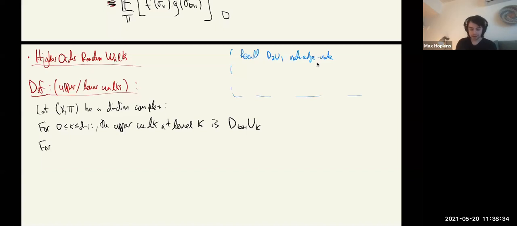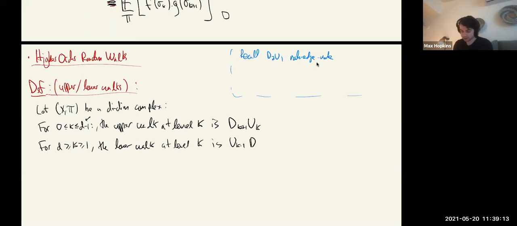There's also the lower walk. So for d greater than or equal to k greater than or equal to 1, the lower walk. By the way, the reason we have these constraints is that if you're at the top level of the complex, you can't walk up because there's nothing to walk to. And similarly, if you're at the bottom level of the complex, you can't walk down because there's nothing to walk to. So there's no lower walk at level 0, and there's no upper walk at level d. So the lower walk at level k is just the flip of this. It's U_{k-1} D_k. And both of these are operators from C^k to C^k. They're walks on k-faces. And I'll just go ahead and note that both of them are what are called self-adjoint.